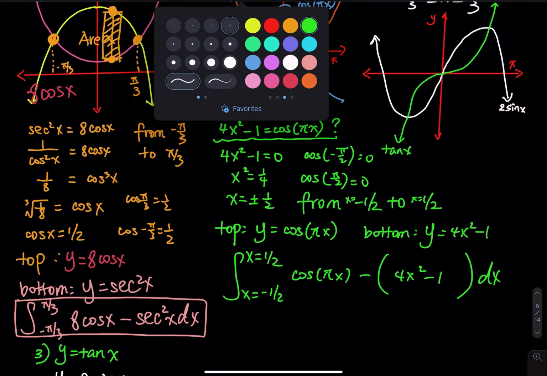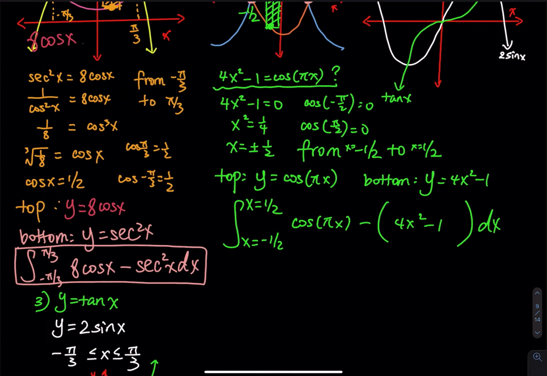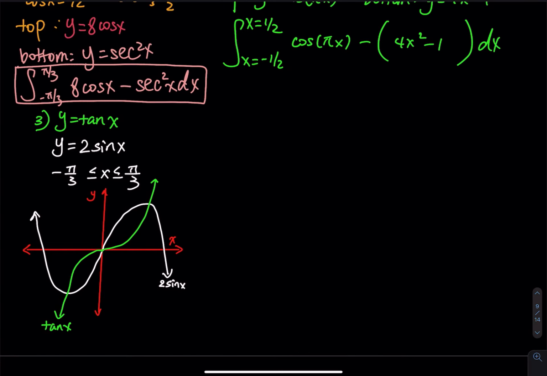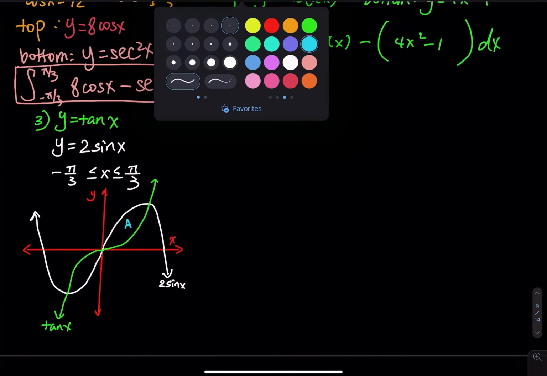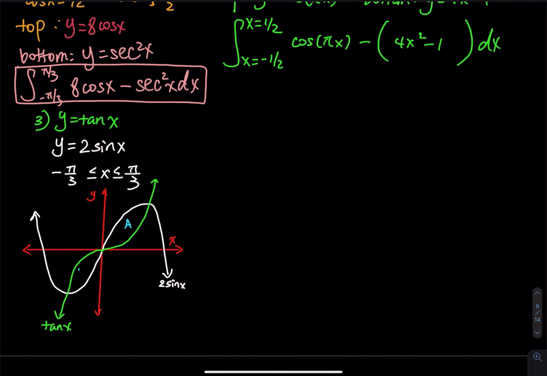Let's talk about number 3. Switch color for number 3. So number 3, this is a very interesting problem to discuss because there are two areas, right? So do you see that this is, let's say we call this A, and then we call this B. So do you see that in region A, the y curve is above the green curve, and then in region B, the green curve is above the y curve. All right. So that's what makes this problem so interesting.